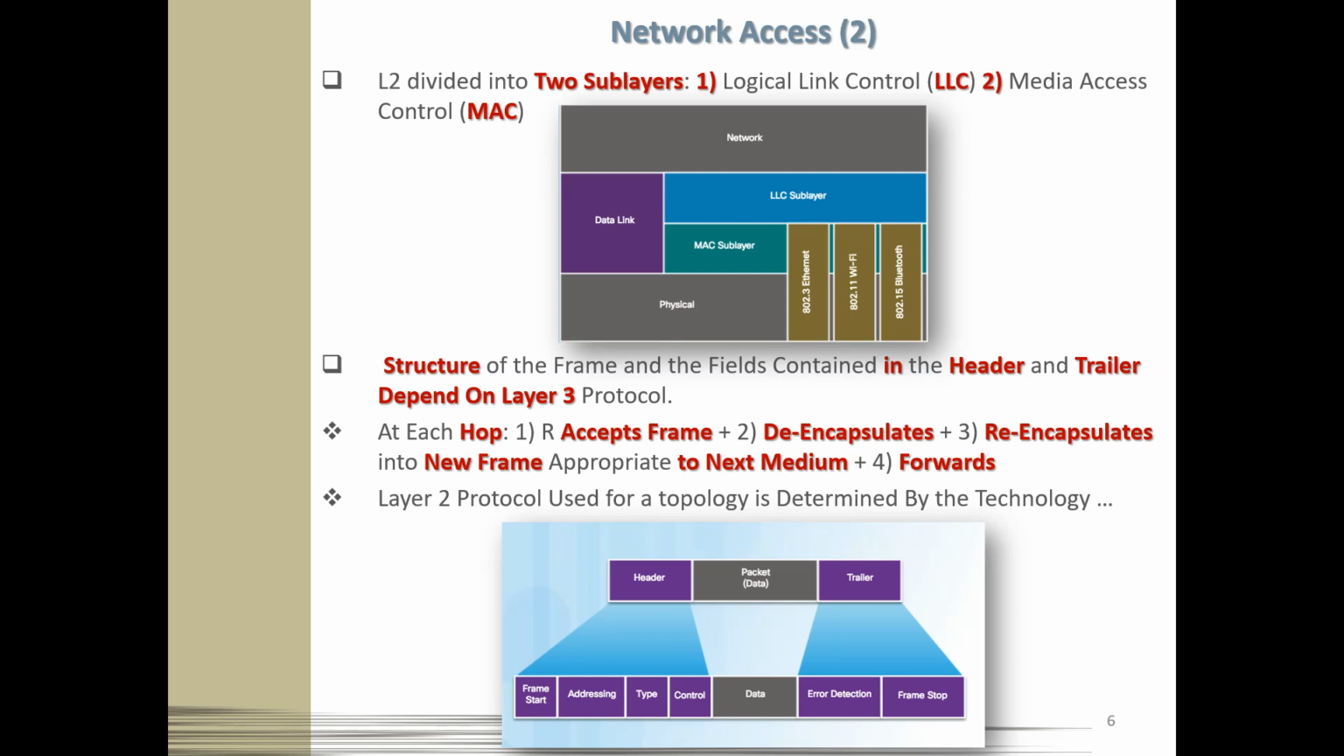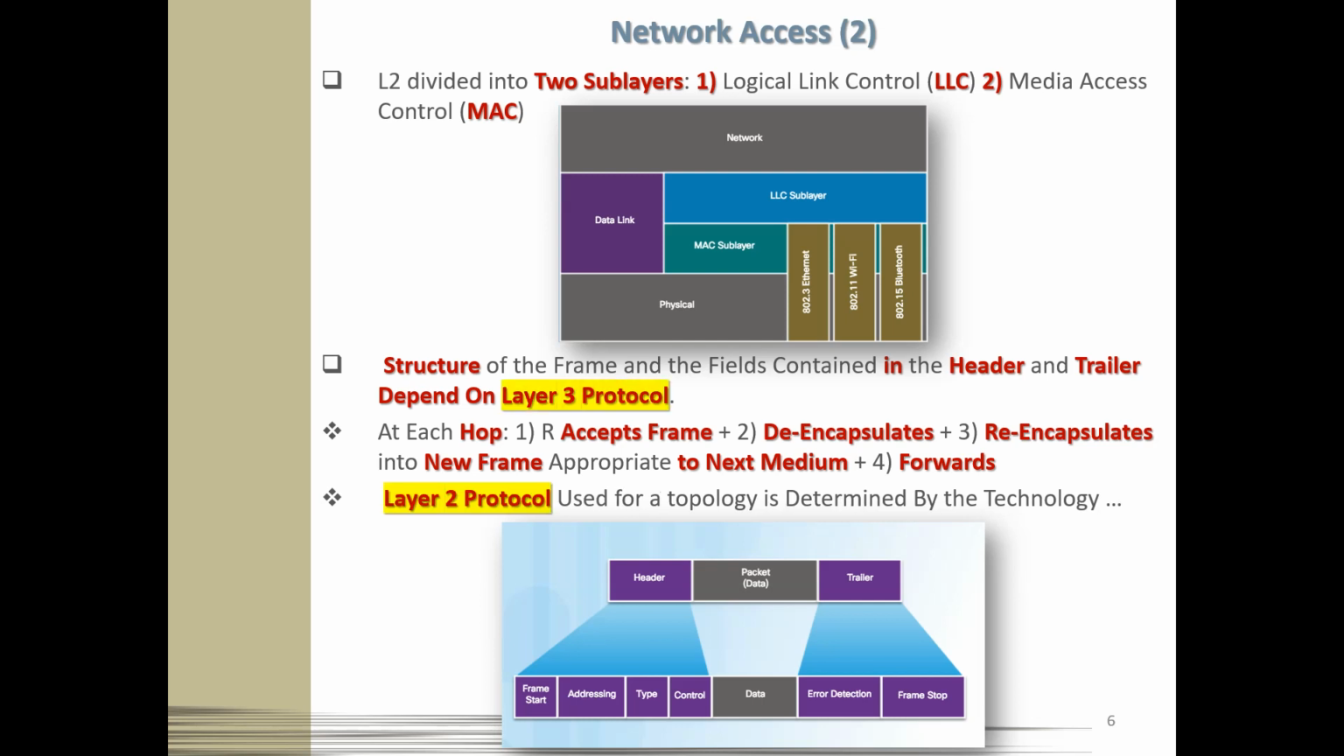For IP, the header includes frame start, field, some addressing information, type field, control field, and the trailer contains error detection and frame stop. So in general, the frame fields can be described as such.